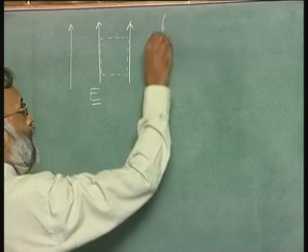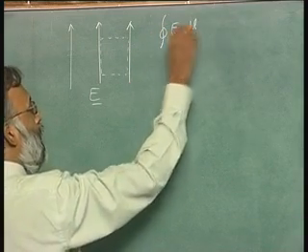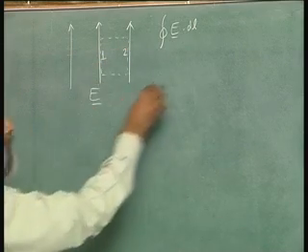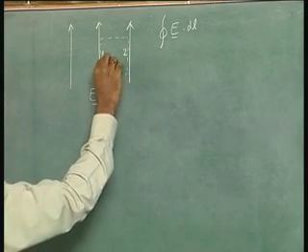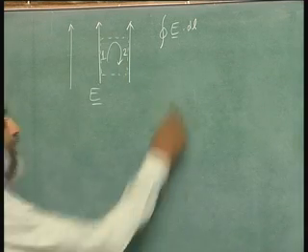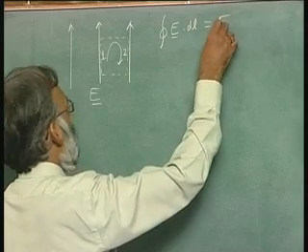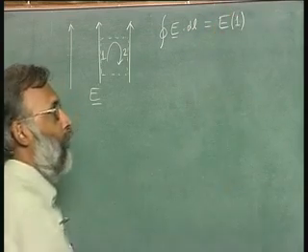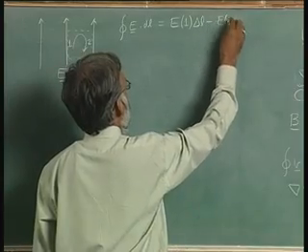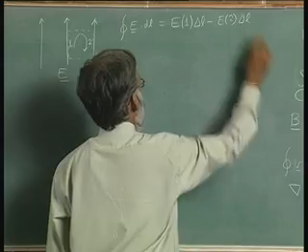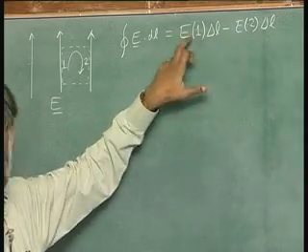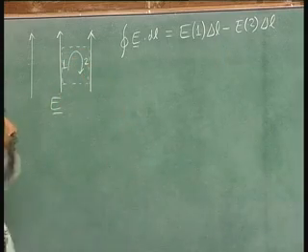So, I know that loop integral E dot dl, let me call this side 1, this side 2, and let us say that I am going through this loop in this direction. So, it is equal to E at location 1 times delta L minus E at location 2 times delta L. But E is the same at both places, it is a uniform field. So, it is equal to 0.